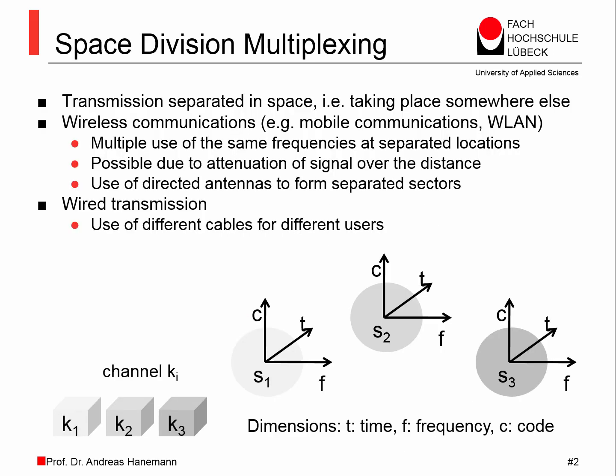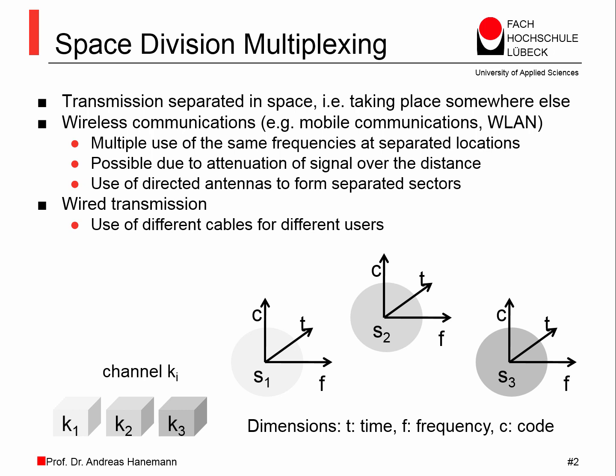One way of multiplexing is called space division multiplexing. Its idea is to separate transmissions that take place at the same time in space. In fixed networks, this simply means that systems use different cables. For wireless communication, the use of space division multiplexing is very relevant, in particular for mobile telecommunication networks, where only a limited set of frequencies is available.